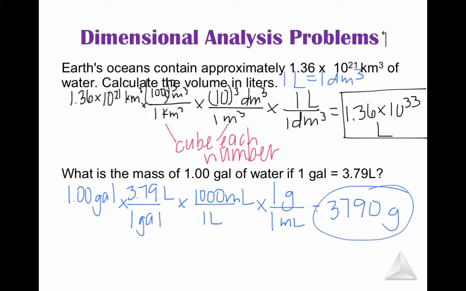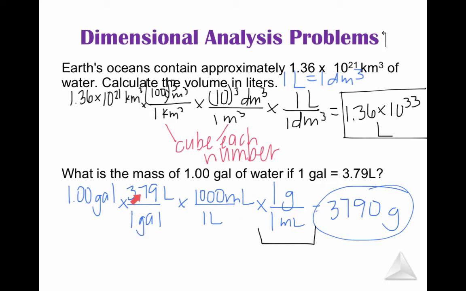So for the second problem, what is the mass of 1 gallon of water if 1 gallon is 3.79 liters, or 3.785, whichever we use. So you have to start out by going gallons to liters. Right, that's the conversion factor that you're given. The other thing that's going to be important to remember is this last conversion factor, which is how I get from volume to mass. Right? Whenever you're going mass to volume or volume to mass, you always use density.